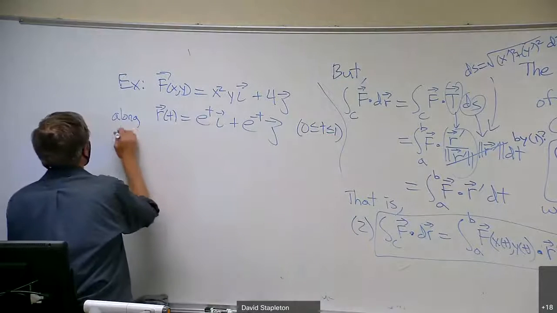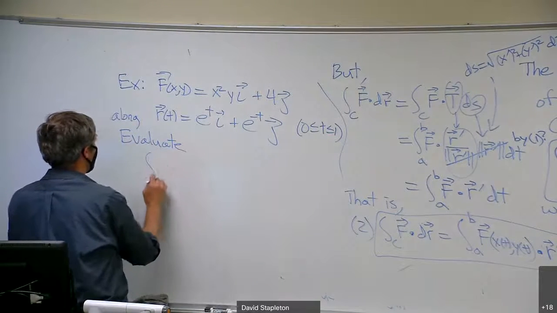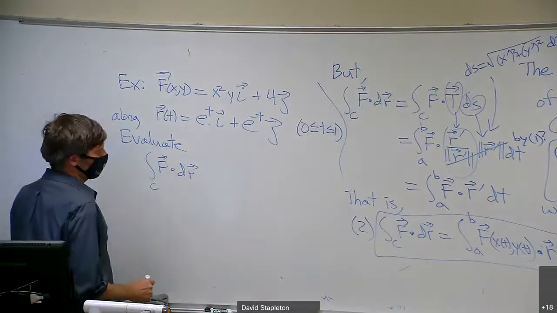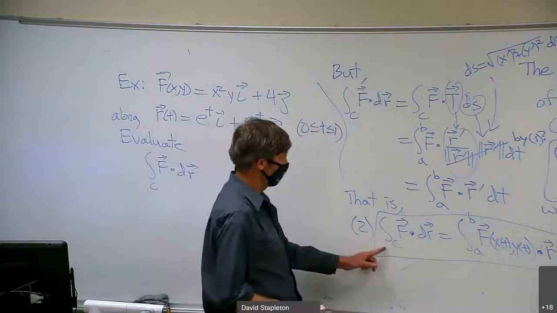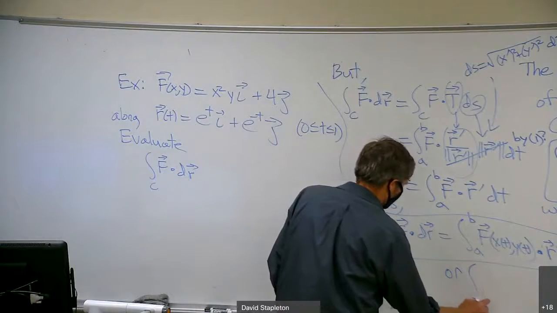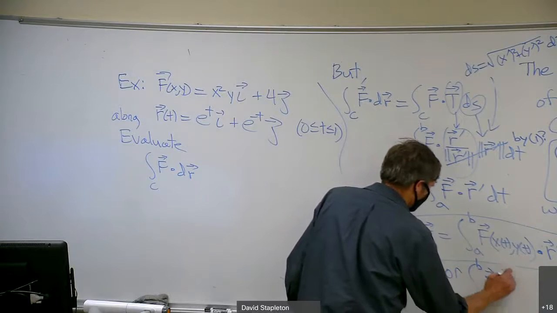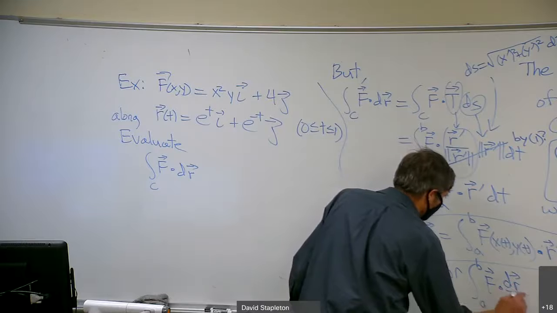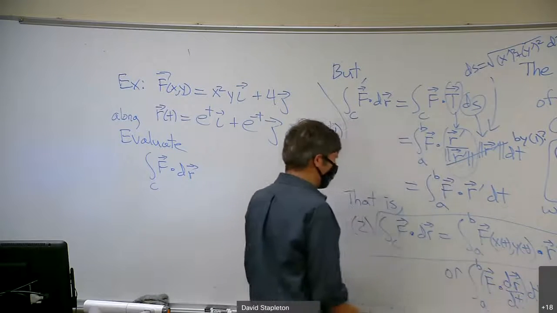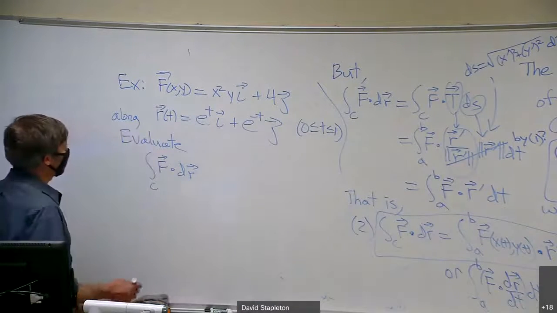And I'll say evaluate the vector line integral F dot dr. This is what's beautiful about this notation. What does this really say? This says the integral of F dot dr along C is the integral from a to b, the parameter values, of F dot dr/dt dt. That's the easy way to remember it. So dr, just think of it as dr/dt dt. So let's do that here.